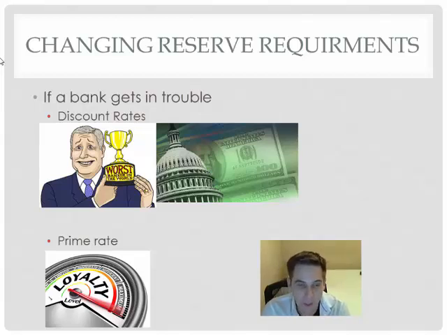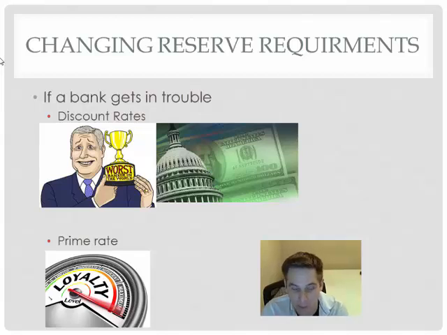So what happens if a bank gets in trouble, though? They dip below their reserve requirement. Well, they're not automatically going to be punished for that, but they're going to have to take a loan from the government. And the government will make money on the paying back of that loan, the interest rates. And the rates that they charge are known as the discount rates. So they might be more favorable rates.